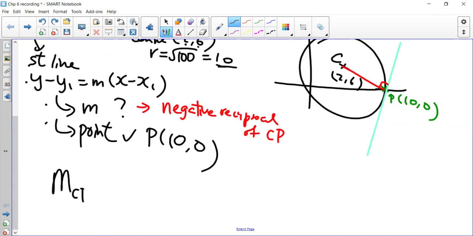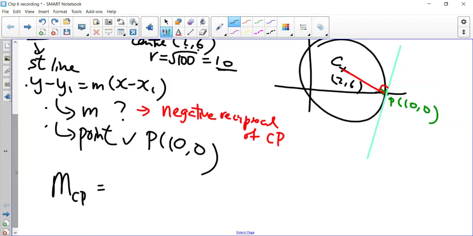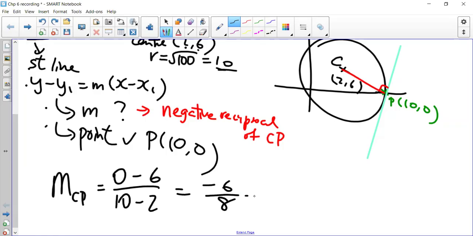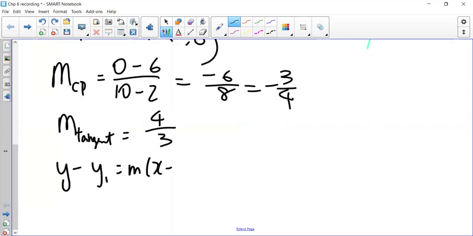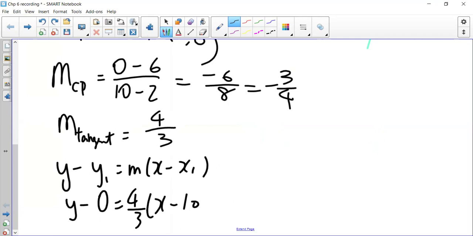So m_CP is y2 minus y1 over x2 minus x1, which is minus 6 over 8, which is minus 3 over 4. Therefore, the gradient of the tangent, m tangent, equals the negative reciprocal. So we've got the gradient, we've got the point, let's use the formula y minus y1 equals m(x minus x1). So y minus 0 equals 4/3 (x minus 10).